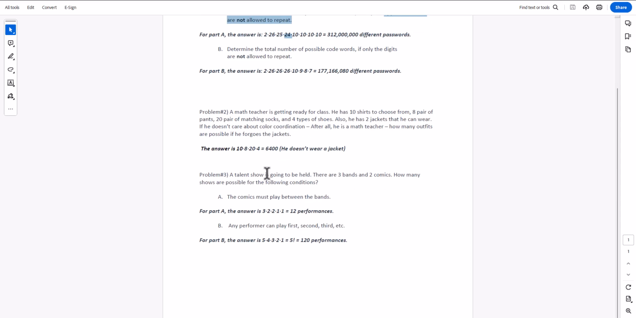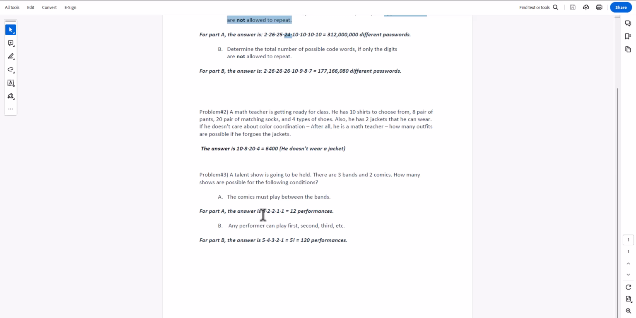For the third problem, it states a talent show is going to be held. There are 3 bands and 2 comics. How many shows are possible for the following conditions? The comics must play between the bands. So we have 5 different acts.